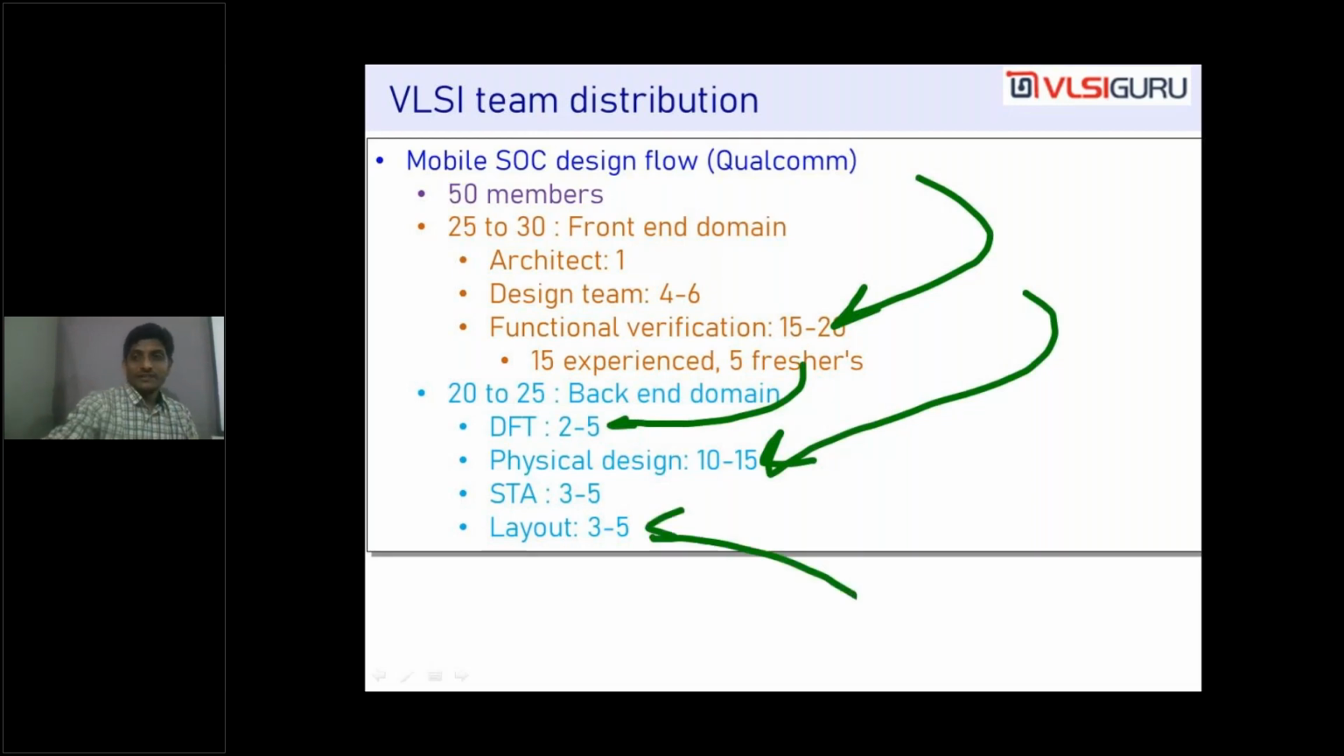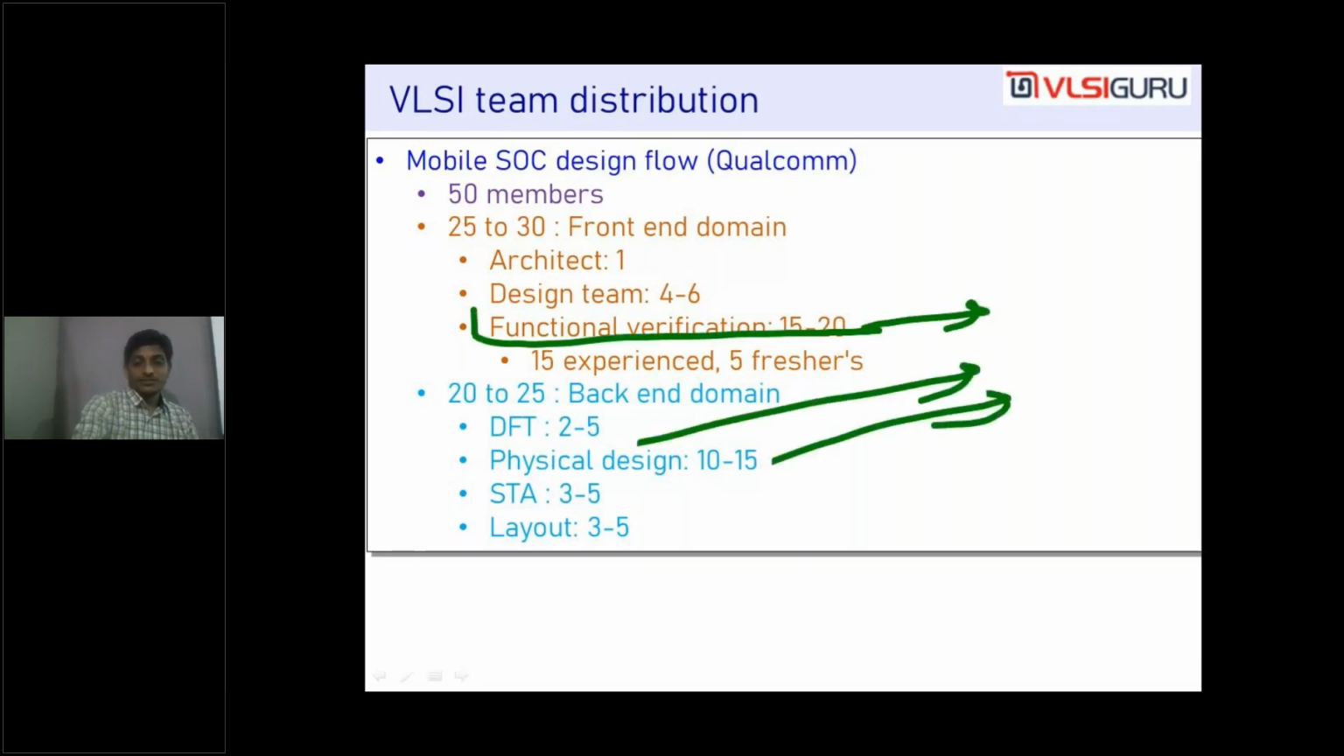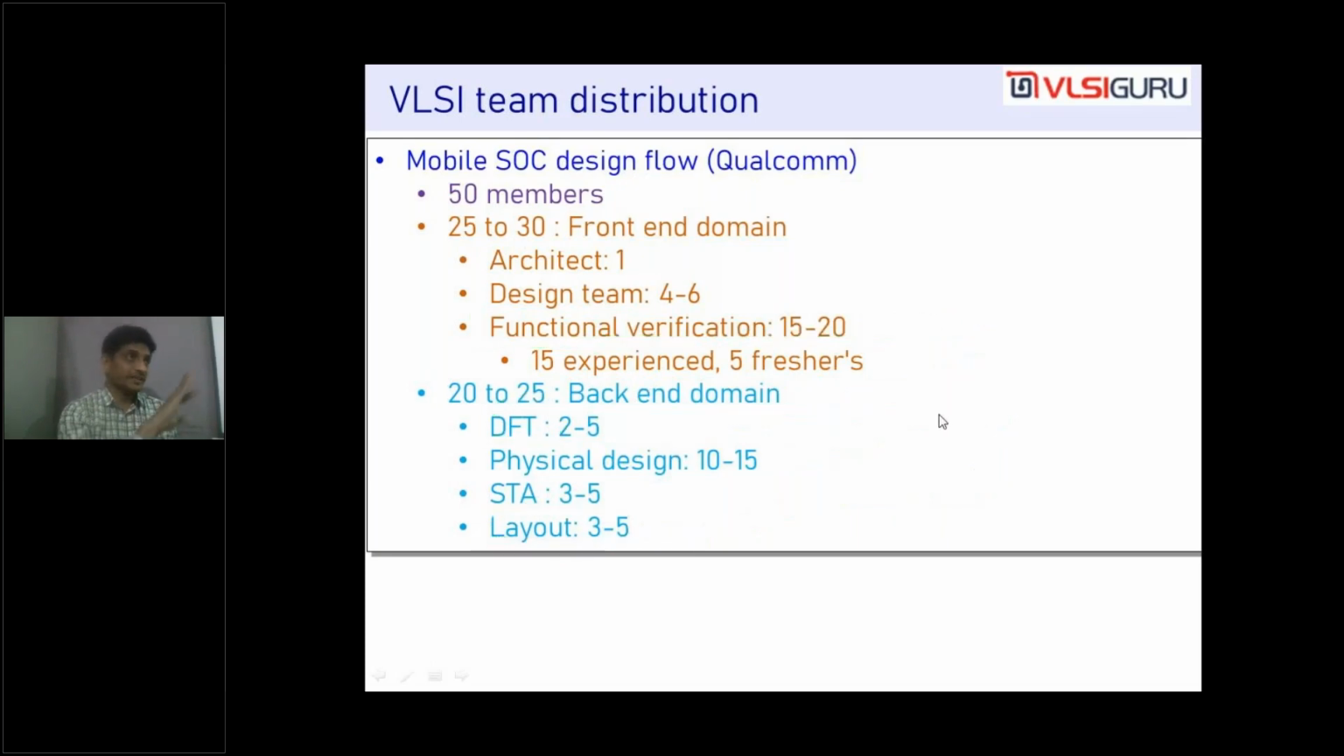So that is where you will see a lot of fresher hiring, in this domain, this domain, this domain, and this domain. But a lot of hiring happens in functional verification and physical design. Of course, there is hiring in DFT also, and in layout also. You got it right? How it is working, roughly? That's why you see a lot of institutes offering training only in functional verification and physical design, right?